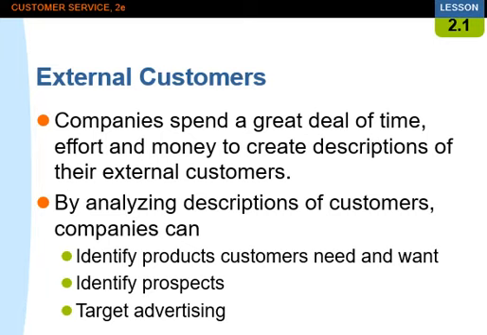If companies can describe the customers who purchase now, they can identify prospects, people who fit the description of existing customers, but are not being served currently. Advertising and marketing can be targeted to specific customers and prospects, saving money that might be spent reaching the wrong people. As a starting point for forming a customer description, many companies use information contained in computerized databases of customers.